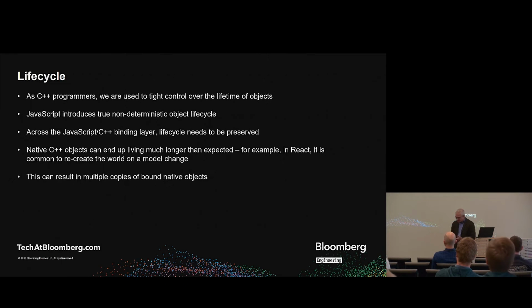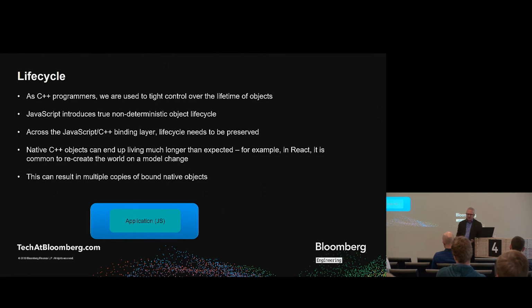Lifecycle. Obviously, with GC, you've got non-deterministic lifecycle of objects. If you're writing pure JavaScript, the engine handles it really, really well. However, we've got this hybrid model where many of our JavaScript objects are going to be managing native C++ objects. And of course, lifecycle has to be preserved across that boundary for things to work. So what we find is that native C++ objects can end up living much longer than we might expect them to.